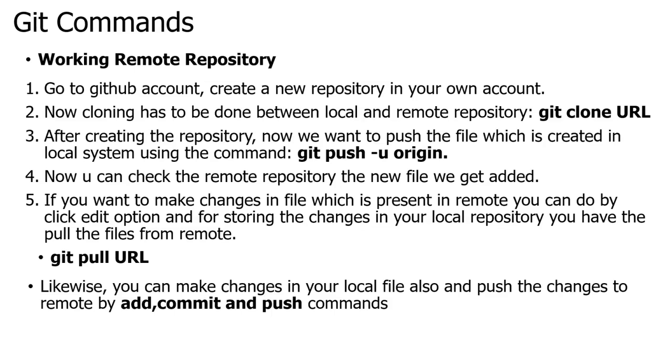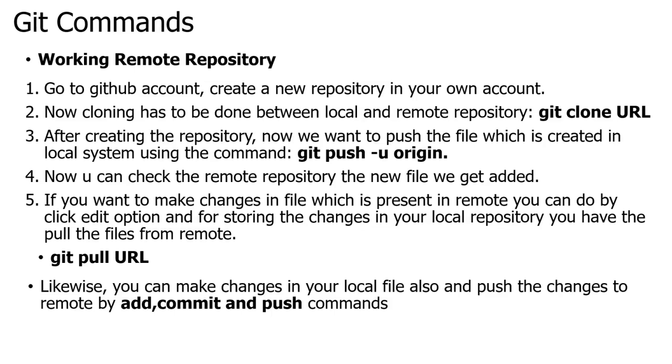Now you can push the file you have created, or the content added, using the command git push -u origin. Once you give this command, the files which are created in your local system will be directly uploaded to the remote repository in your GitHub account. Once this is done, the files will be added there.